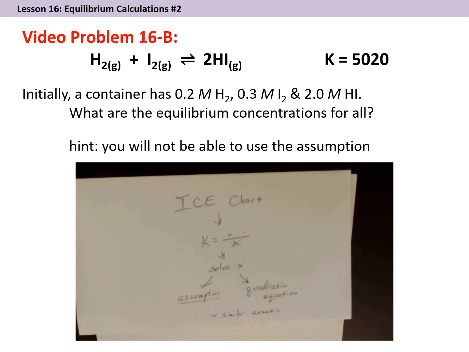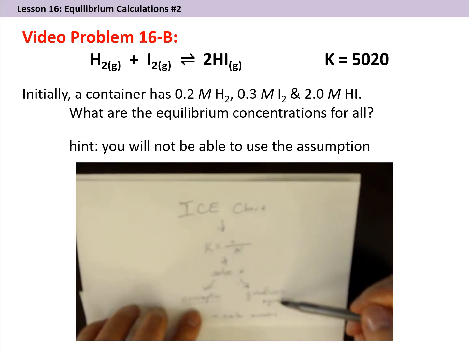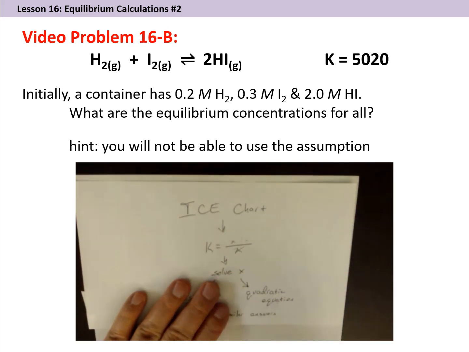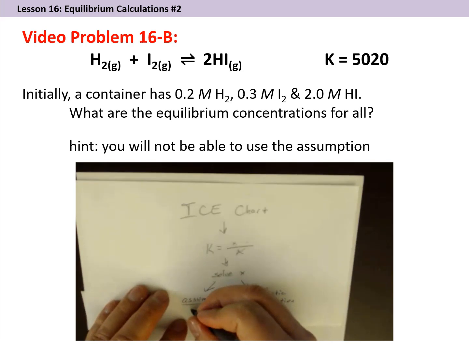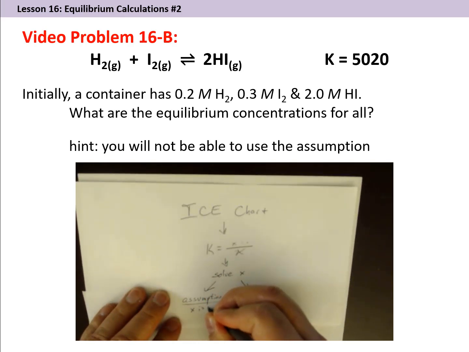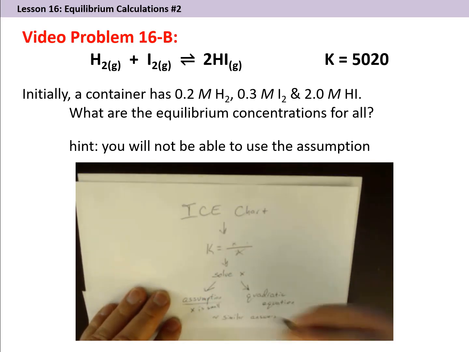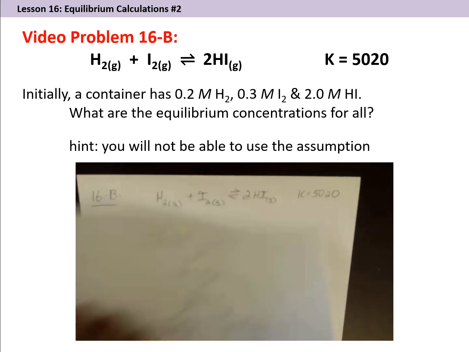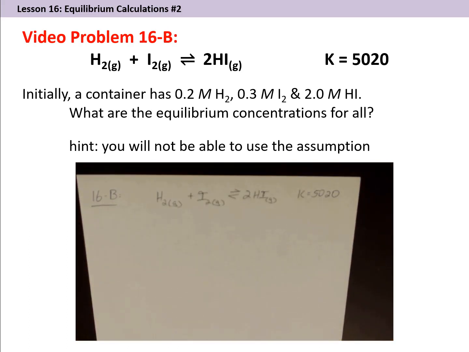I also gave you a hint that you won't be able to use the assumption. Remember, last time we did both the assumption and the quadratic. This one I'm saying you can't use the assumption, because you can only use the assumption if x is small. We're going to actually show that x isn't small, but we'll deal with that later. Okay, so 16b. Let's anchor in. This will be a fun one.